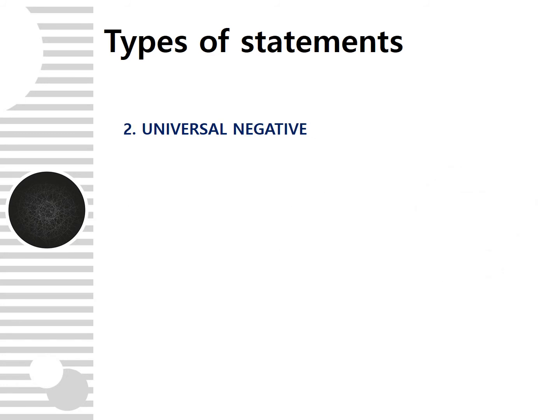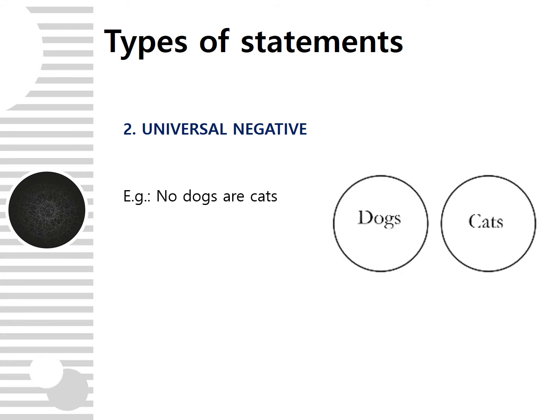The next type of statement is universal negative. An example is no dogs are cats. For better understanding, let's look at the Venn diagram. When we say no dogs, it means that none of the members in the group dogs, and that includes every member in the group without omitting or separating any dog. Hence, the term dogs is distributed. What about cats? All cats are also staying separate without mixing with dogs. Hence, the term cats is also distributed. Thus, the converse of this statement is no cats are dogs.